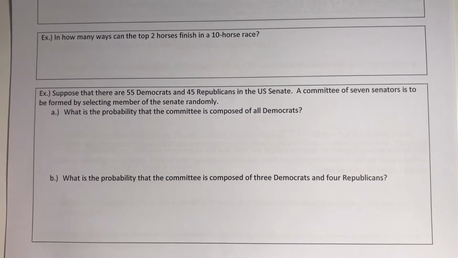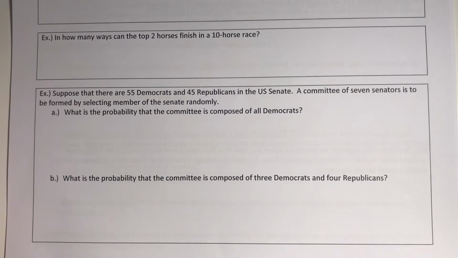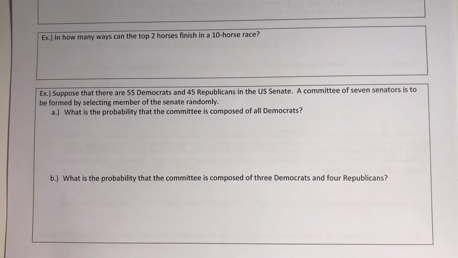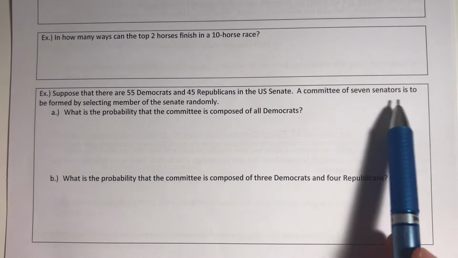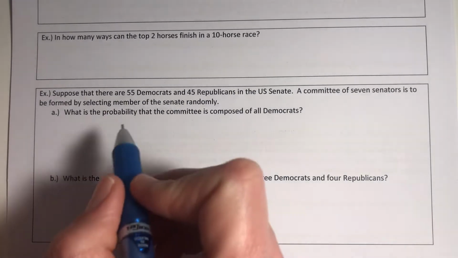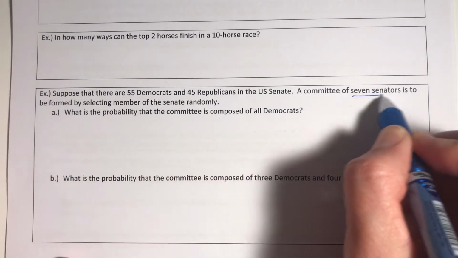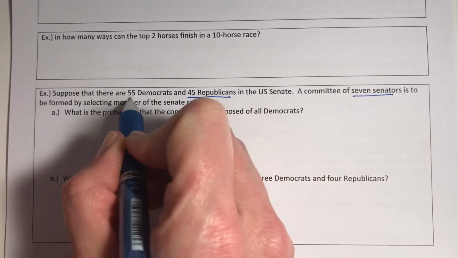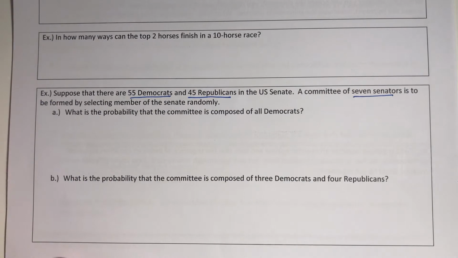Okay, we are looking at page 9 in Chapter 4 notes. It says, suppose that there are 55 Democrats, 45 Republicans in the U.S. Senate. A committee of 7 senators is to be formed by selecting members of the Senate randomly. So we have 7 senators that need to be selected, 45 Republicans, and 55 Democrats that we are picking from.